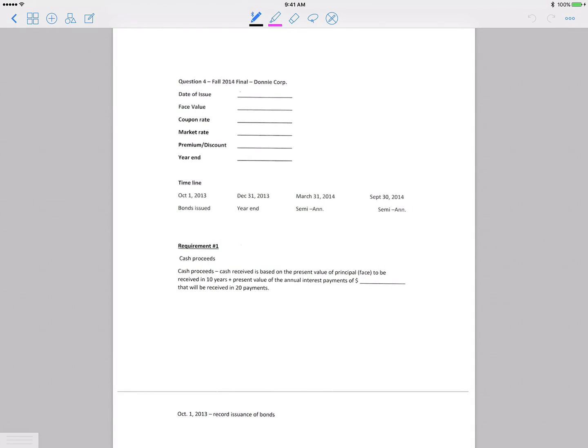So the date of issue is October 1st, 2013, and the bonds are issued for 10 years. But as we read, it's a semi-annual bond, which means we're going to have two payment dates per year. In this case, our n, the number of payments, is 10 years multiplied by 2, because there are two payments of interest per year.